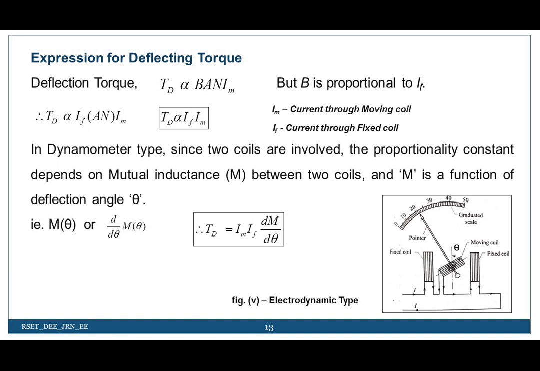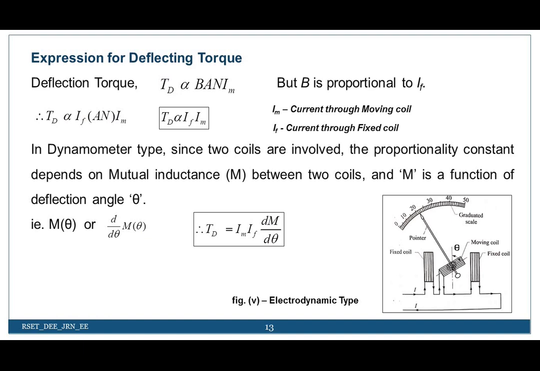You are familiar with this expression from when we studied PMMC. Deflecting torque is represented by T subscript D, which is proportional to B, the flux density, A, the area of the coil, N, the number of turns of the coil, and IM, where IM is the current flowing through the moving coil. But here, since we have coils, the flux density is provided by the current flowing through the fixed coil, represented by IF. So B is proportional to IF, the current through the fixed coil.